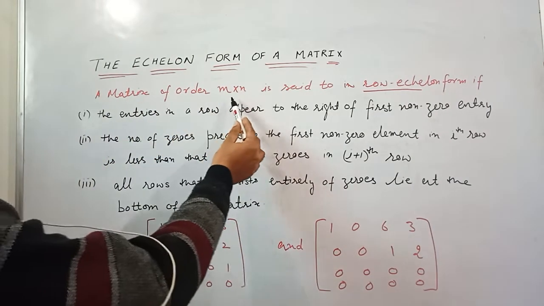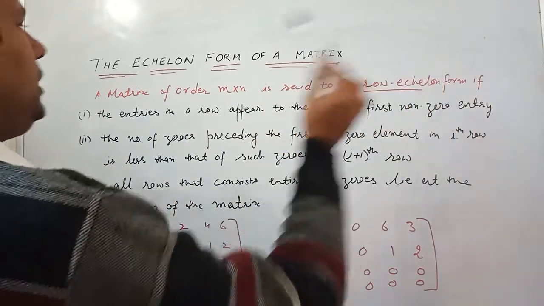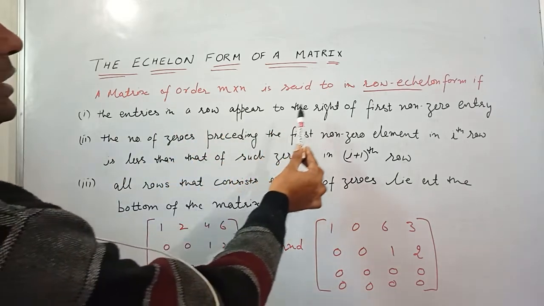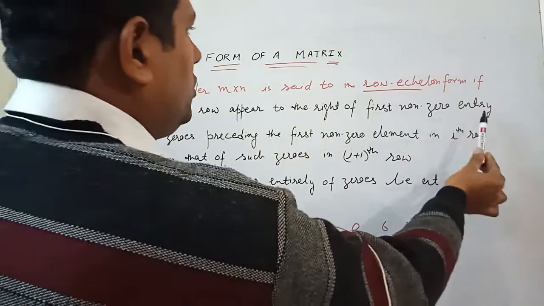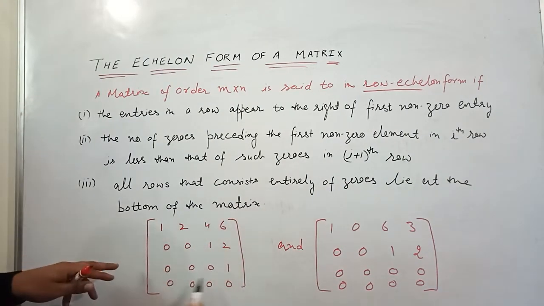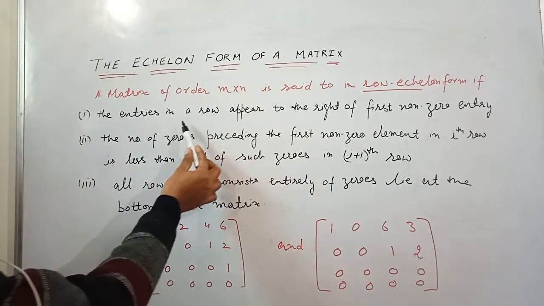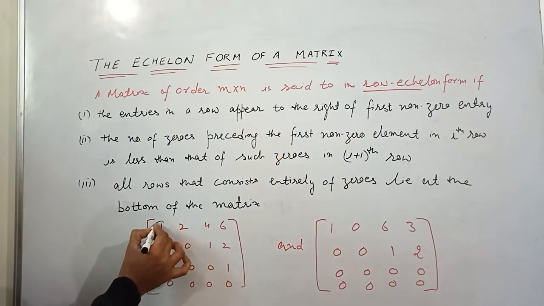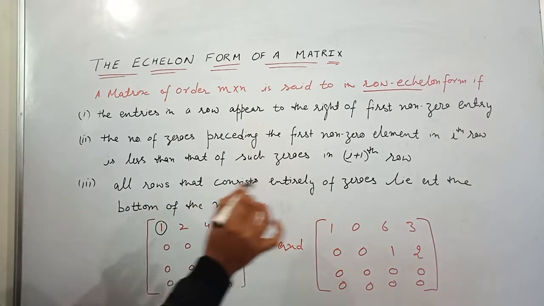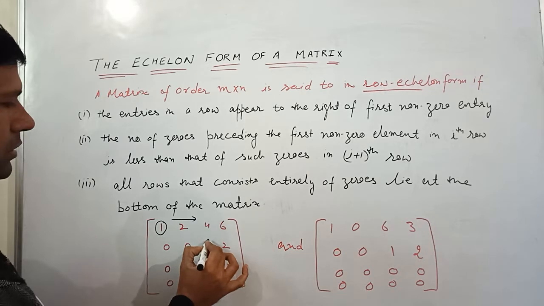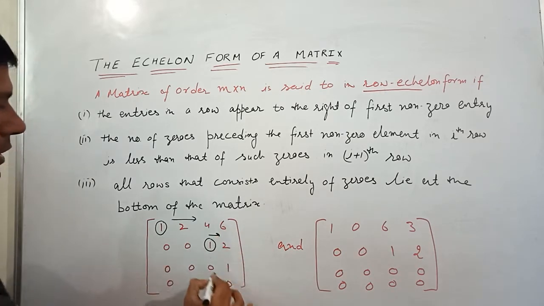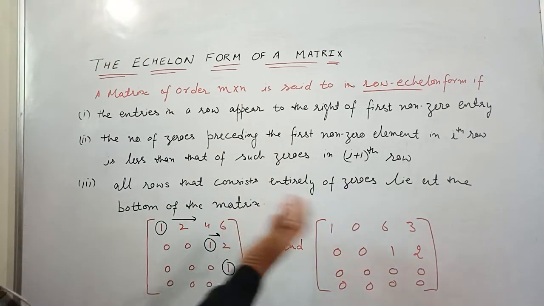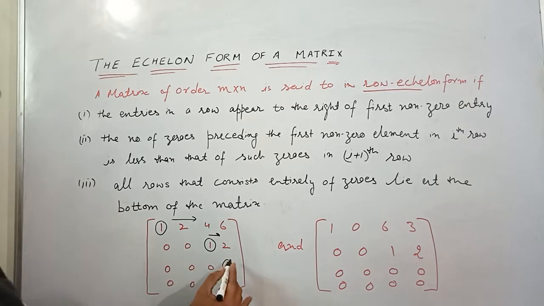A matrix of order m by n is said to be in row echelon form if, first point, the entries in a row appear to the right of the first non-zero entry. So this is an example of row echelon form. Here the first point is that the entries in a row appear to the right of the first non-zero entry. This is the first non-zero entry, so all other entries appear to the right. This is the first non-zero entry in this row, right? And you can see there is no column on the right hand side, so this will stop here.